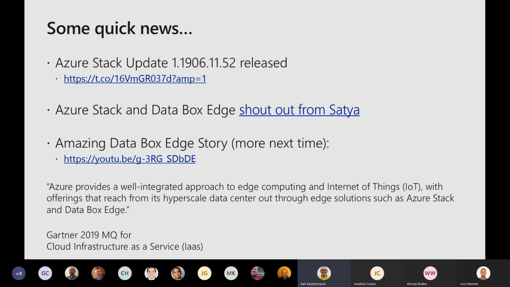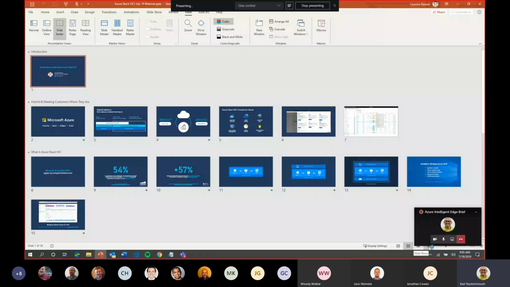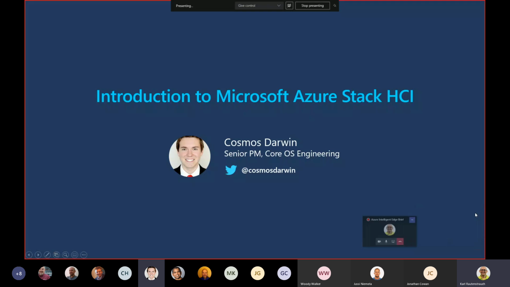So without further ado, I'm going to turn things over to Cosmos and have him guide us through the rest of the session and teach us a little bit here about Azure Stack HCI. Cosmos, the floor is yours, sir. Thanks very much, Carl. Just to confirm, can you hear me? Yes, you sound great, and we can see your screen.